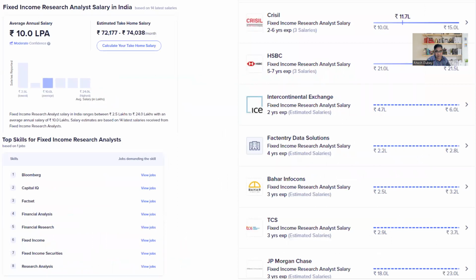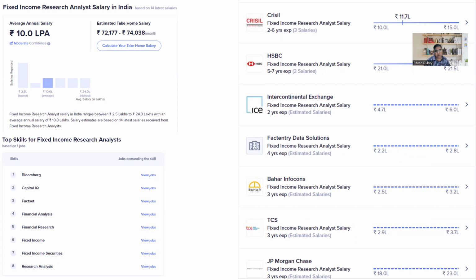Now, which companies are offering these kind of jobs? If you look at it, you have CRISIL, HSBC, Intercontinental Exchange, Facentry, Bahar Infocons, again some unknown names as well. But at the same time, TCS and JP Morgan Chase also offer a lot of jobs in this domain, right?